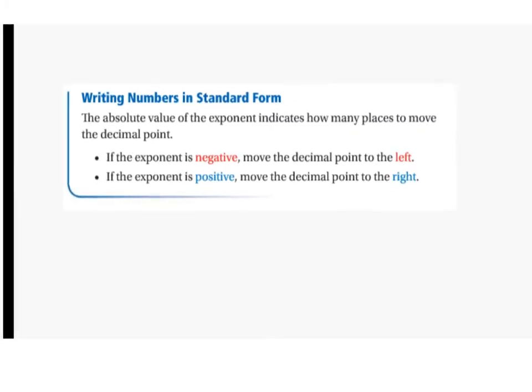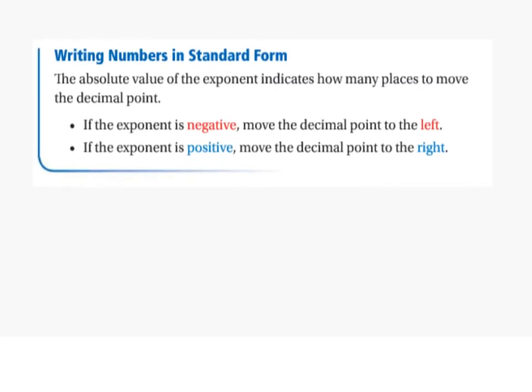Okay, writing numbers in standard form. The absolute value of the exponent indicates how many places to move the decimal point. If the exponent is negative, we're going to move the decimal point to the left. If the exponent is positive, you're going to move your decimal point to the right.